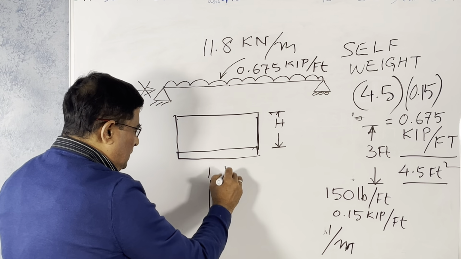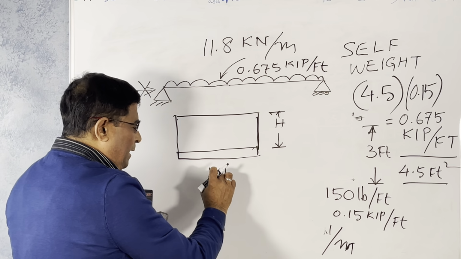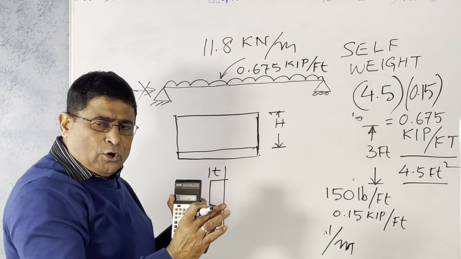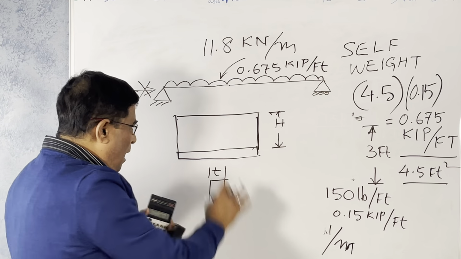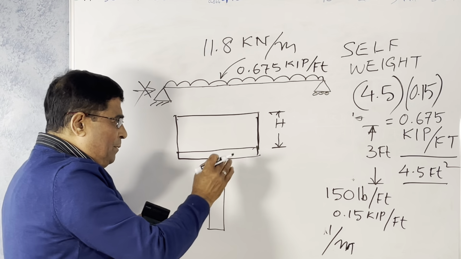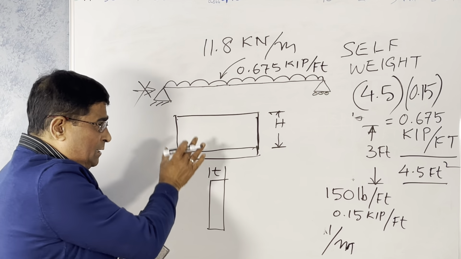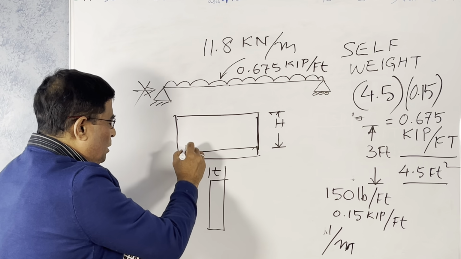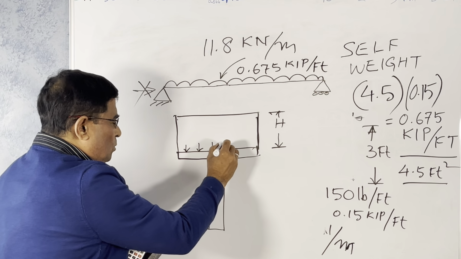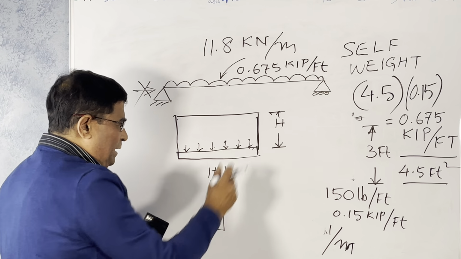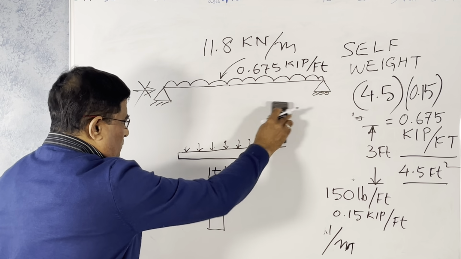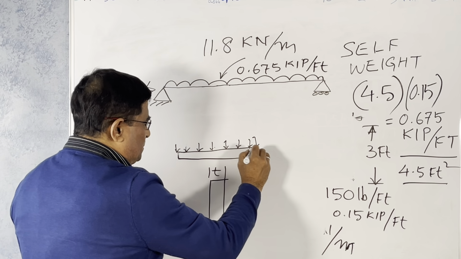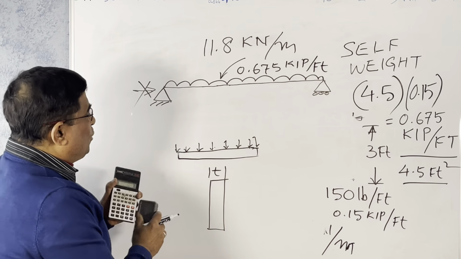This is the height h, and t is the thickness, multiplied by the density or unit weight of the wall, and multiplied by 1, meaning 1 meter, or 1 foot. So h times t times the unit weight will give you the uniformly distributed load on this beam. That is how it is.